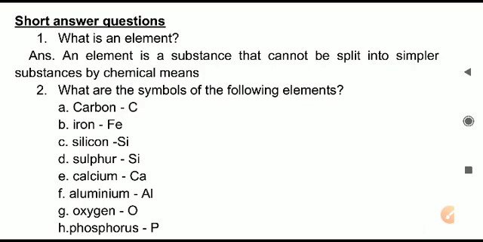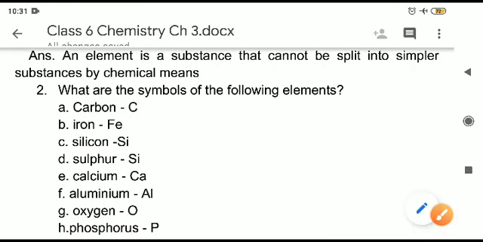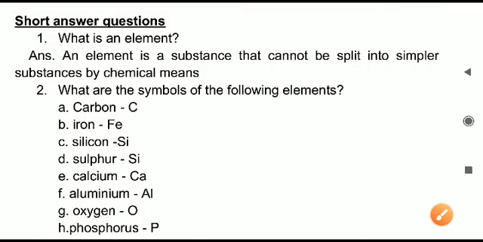We'll deal with the short answer questions first of all. Question number 1. What is an element? Answer will read, an element is a substance that cannot split into simpler substances by chemical means. Chemical means by a chemical reaction. We cannot split, that is, we cannot break a particular substance into two or more than two parts. Then it is called an element.